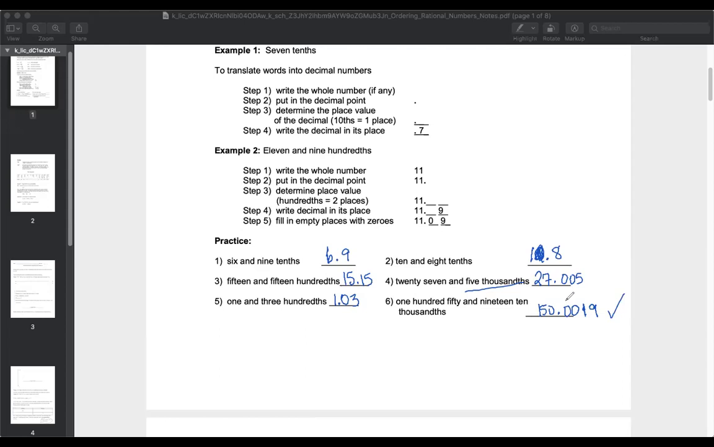So we have the tenths, hundredths, thousandths, ten thousandths. That's perfect. The 9 should be in the ten thousandths place because that's what it says, 19 ten thousandths. So that's exactly what that should look like. Okay. Very, very good.